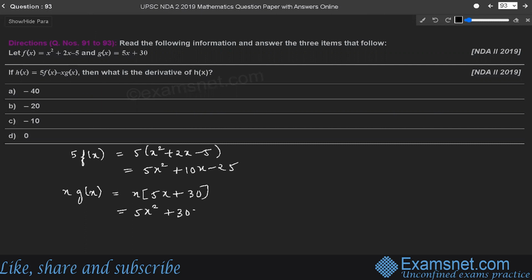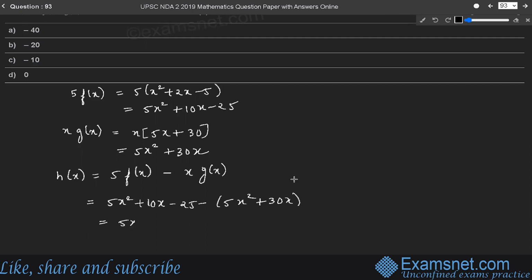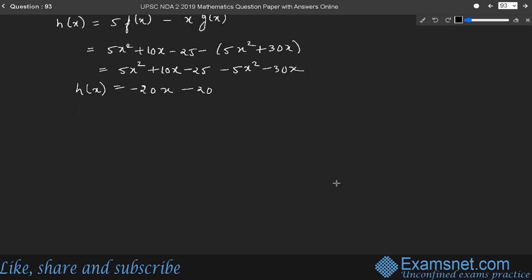Therefore, we can say that h of x will be equal to 5 f of x minus x into g of x. So substituting the value, it will be 5x square plus 10x minus 25 minus 5x square plus 30x. So it will be equal to 5x square plus 10x minus 25 minus 5x square minus 30x, which is equal to minus 20x minus 25. Therefore, we can say that h of x is equal to minus 20x minus 25.